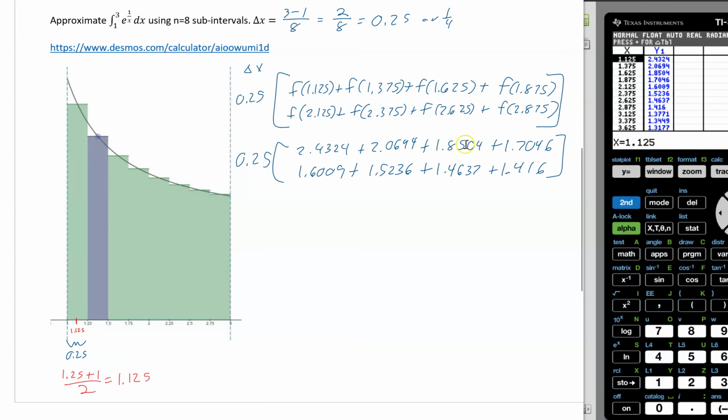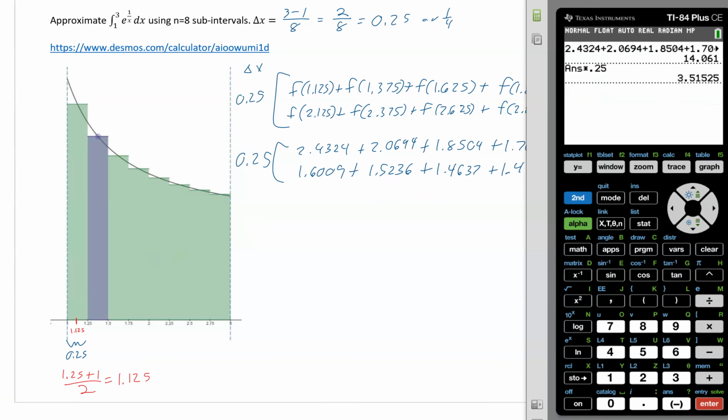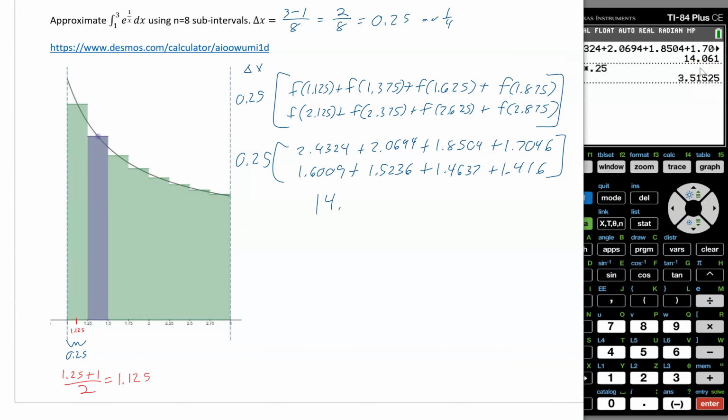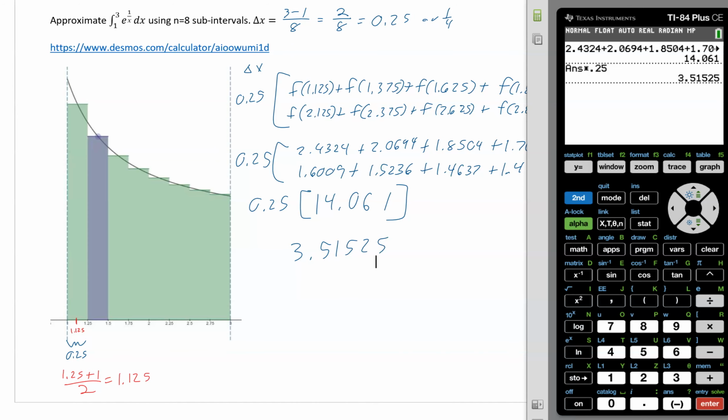Okay, so now that we have them all written down, all we have to do now is calculate what this is and then check with the Desmos graph to make sure that it's correct. So if we input them all in, we get 14.061. Just erase that, put 0.6. There we go. Times our 0.25, because remember these are very thin. They're 0.25 width. And then put that together, multiplying it, you get 3.51525.